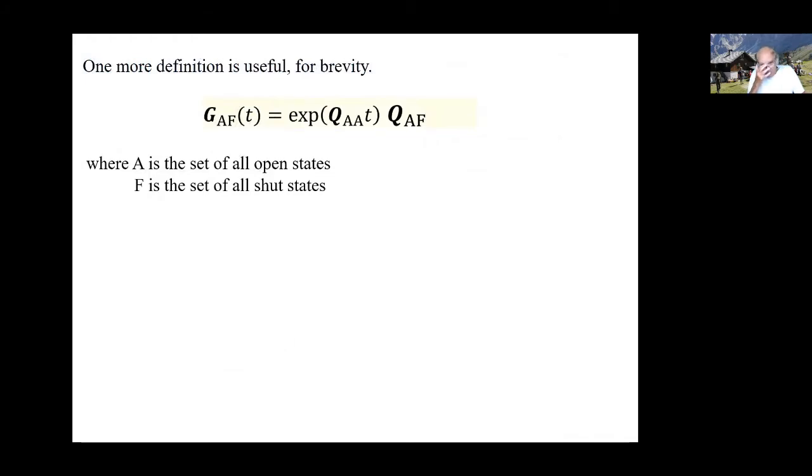And there's one more definition which will be useful for brevity. That is, we define as a G matrix e to the QAA t times QAF. This is time spent in open states, and this is the transition rate from open states to shut states. So this is KA by KF in size.